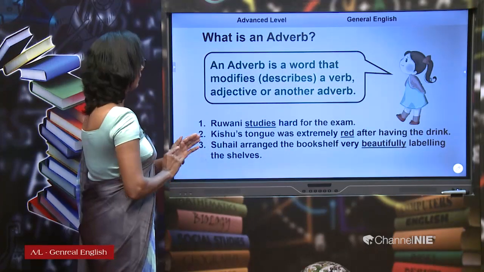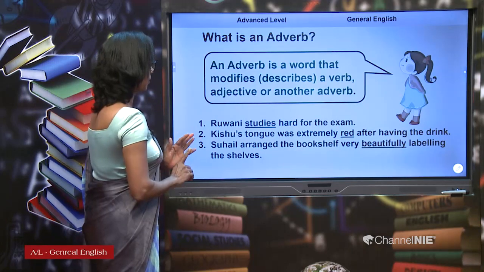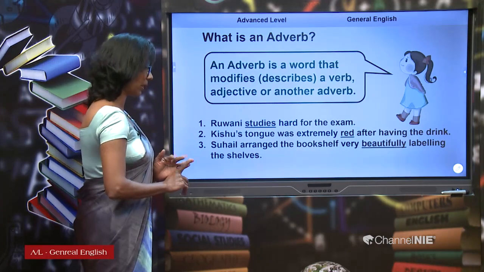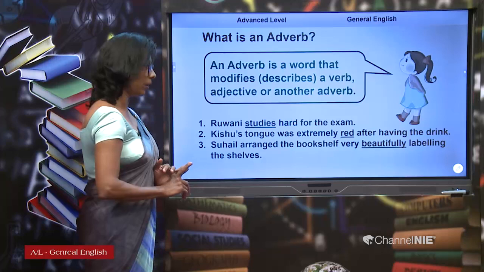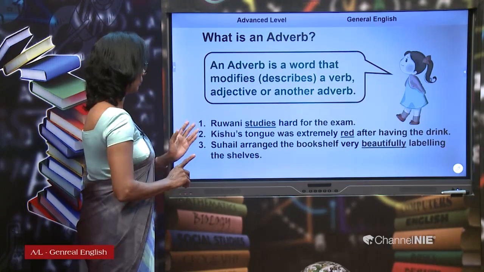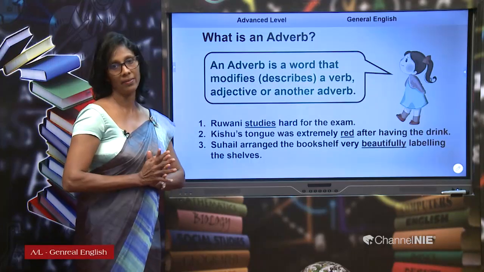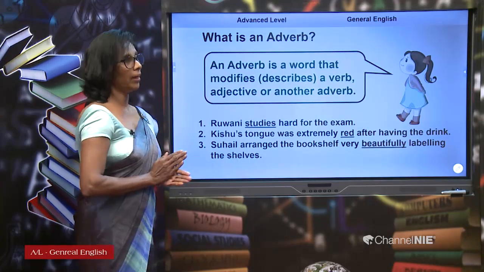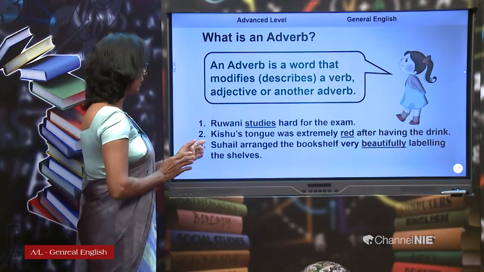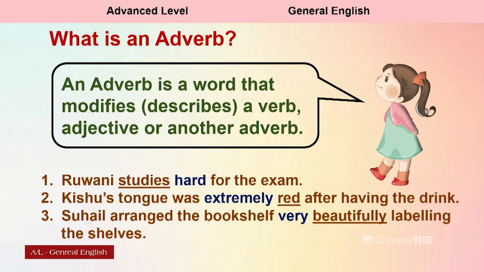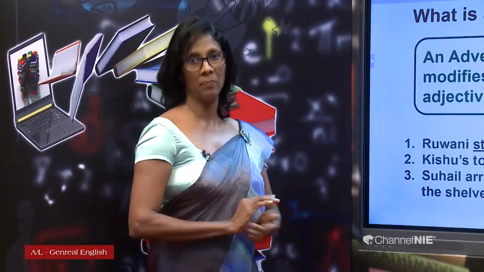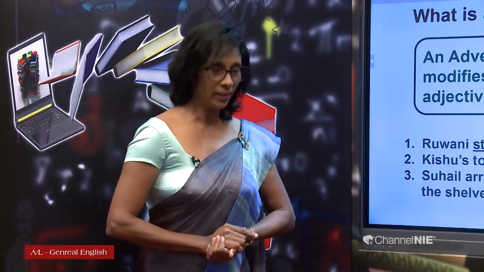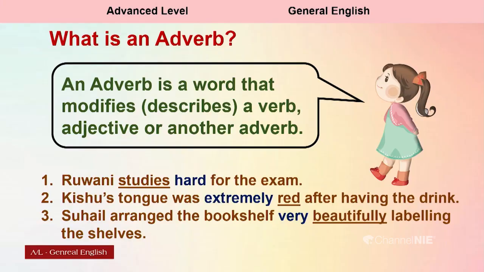So here the words we use are hard, extremely, beautifully. So the words extremely and beautifully end in ly, and it refers to what? Not only manner, because usually, I will teach you, adverbs ending in ly refer to manner, but here extremely red is extent, right? Not manner. Then beautifully, of course, is manner. How? Very beautifully. I think I can teach you certain other things also with the same examples. So let me explain those as well. So look at the first example. Ruvani studies hard for the exam.